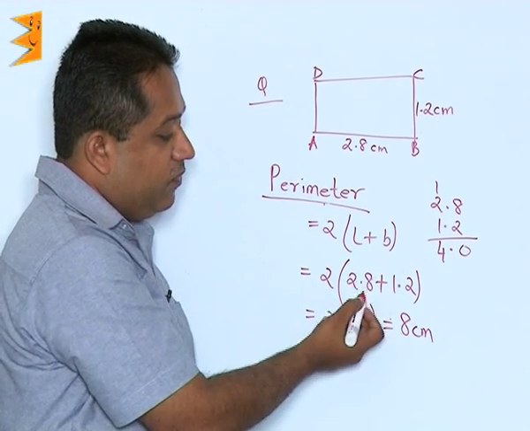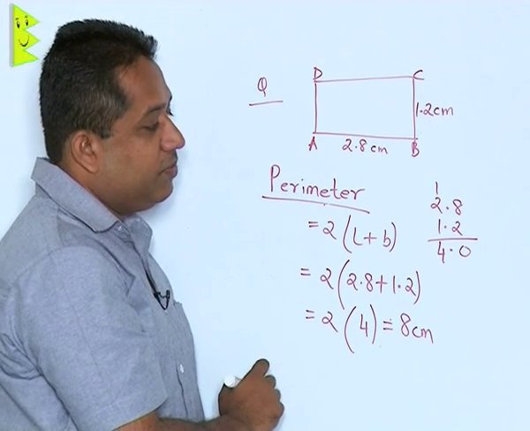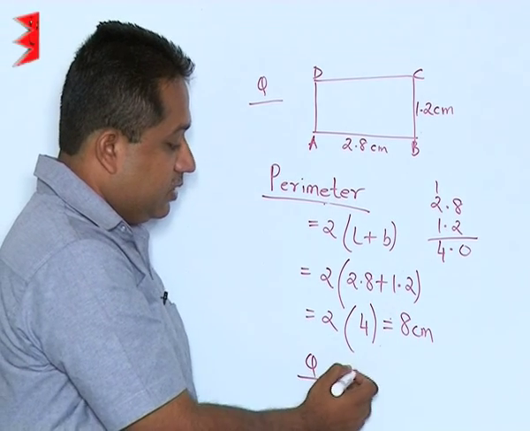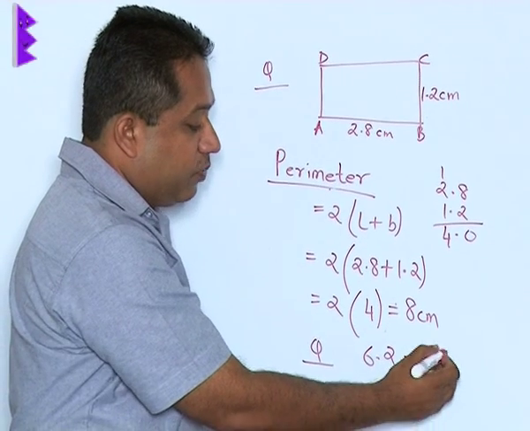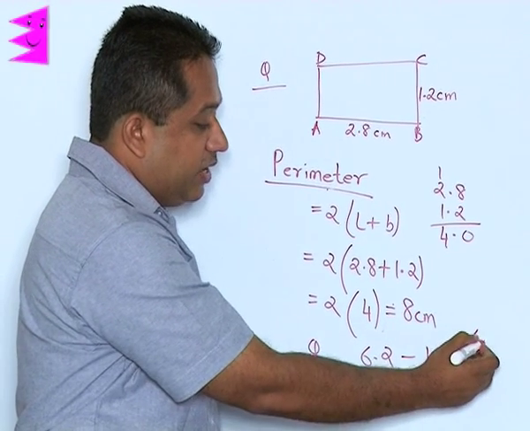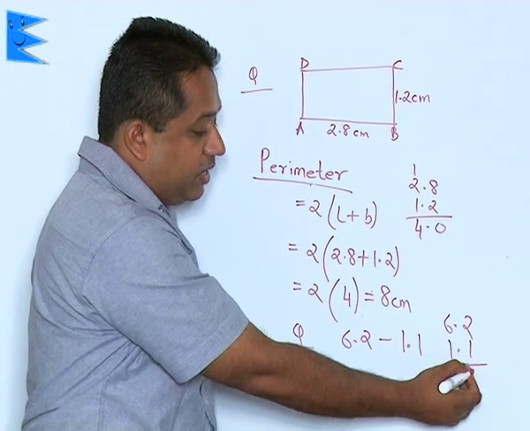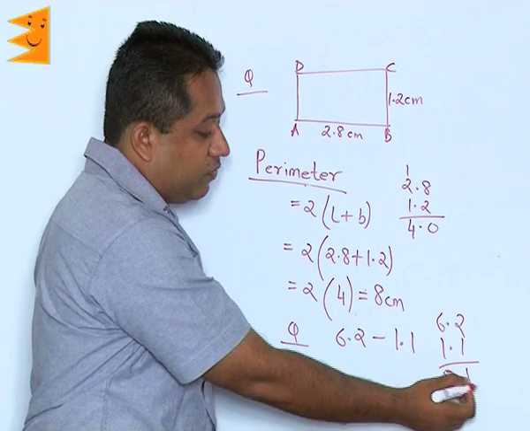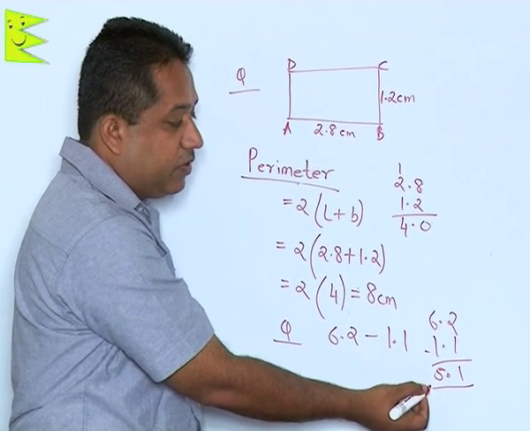So, this is how we add two decimals. In the same way, we can also subtract decimals. For example, if you are given 6.2 minus 1.1, we are going to write 6.2 here and 1.1 here. We will subtract 2 and 1, we get 1, 6 minus 1, we get 5. So, 5.1 will be the result on subtraction of 6.2 and 1.1.